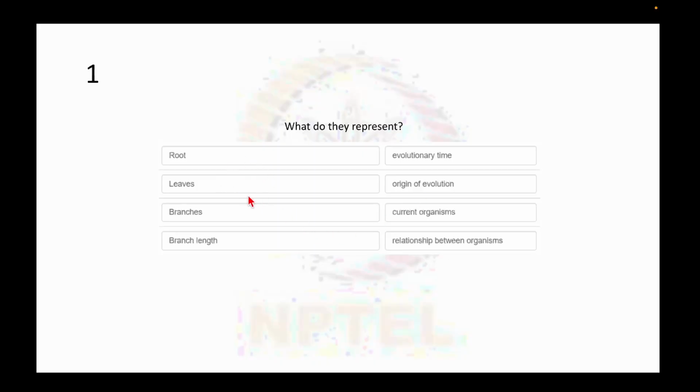Consider the left side values as numericals, like 1, 2, 3, 4, and the right side as alphabets. Evolutionary time is A, origin of evolution is B, current organisms is C, and relationship between organisms is D. I'm repeating again, in this match the following, consider the left side values as numericals and the right side has alphabets.